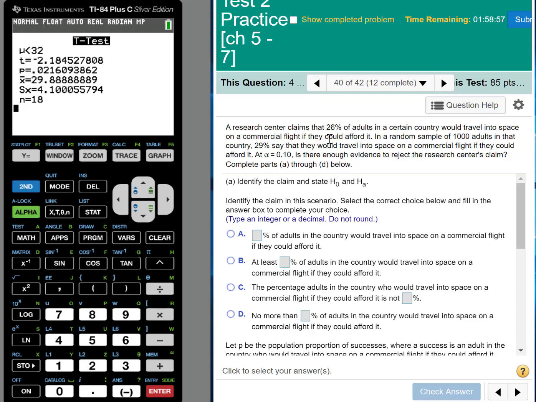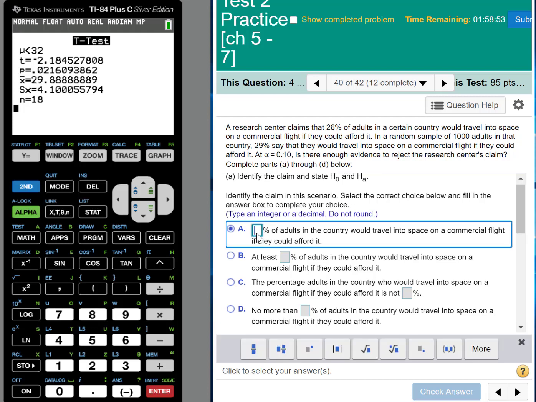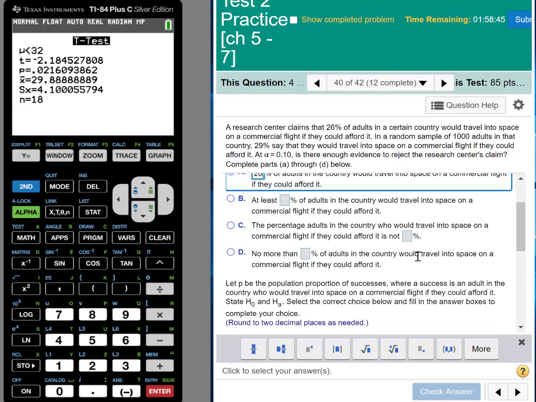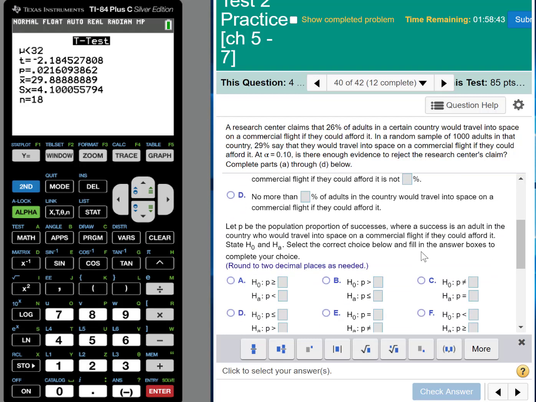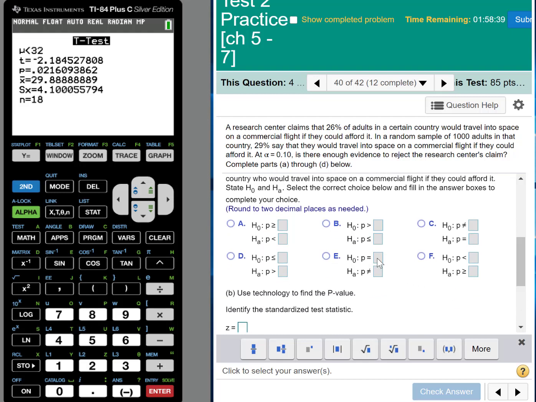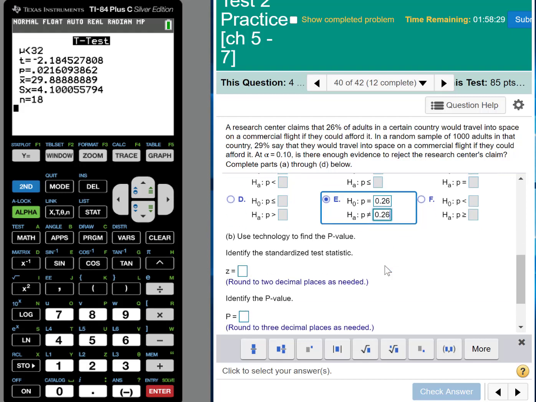Identify the claim. It says 26% of adults. It's right here. 26% would travel into commercial flights into space if they can afford it. Okay, what would be the null? So it's equal and not equal. It will be this one. 26%, so 0.26 and not equal to 0.26.